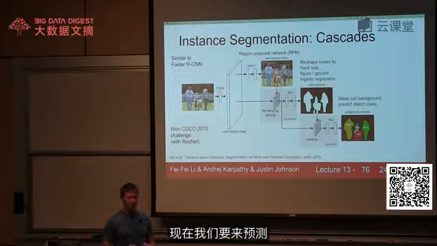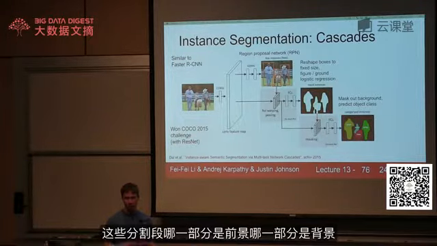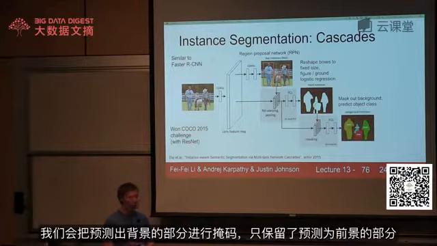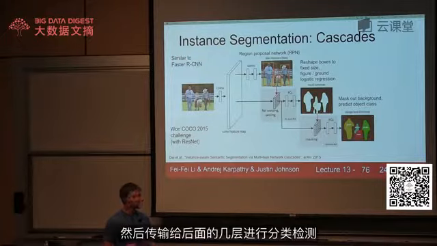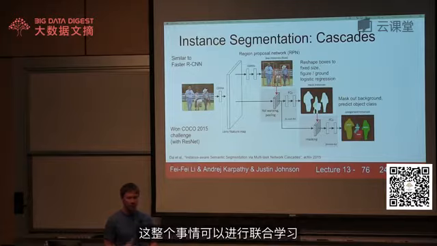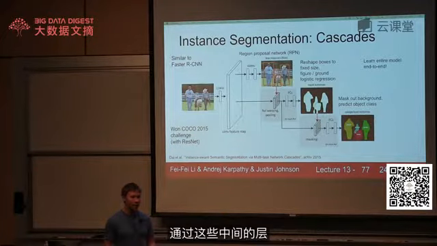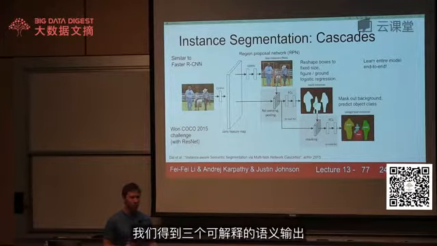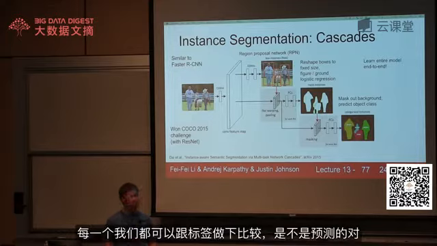Now we're going to take this idea of masking. Now that we've predicted the foreground and background for each of these segments, we're going to mask out the predicted background and only keep the pixels from the predicted foreground, and pass those through another couple layers to actually classify that segment as our different object categories. And this entire thing can just be learned jointly end to end, with the idea that we've got these three semantically interpretable outputs in intermediate layers of our network, and each of them we can just supervise with ground truth data.